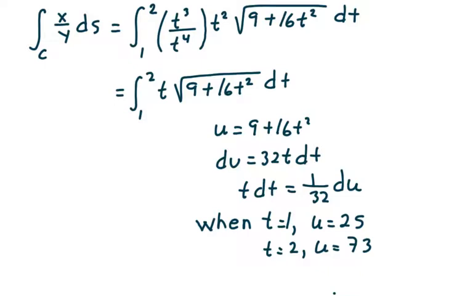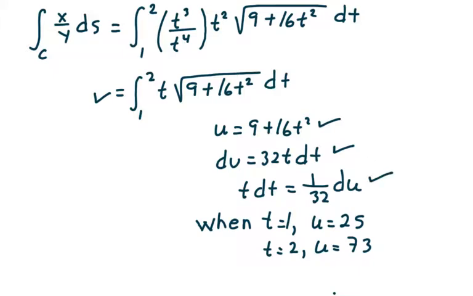But t to the third over t to the fourth times t squared is just t. So this is equal to the integral from 1 to 2 of t times the square root of 9 plus 16t squared dt. Again, another u substitution. I'm going to let u be 9 plus 16t squared. du is 32t dt. So t dt is 1 over 32 du, right there.